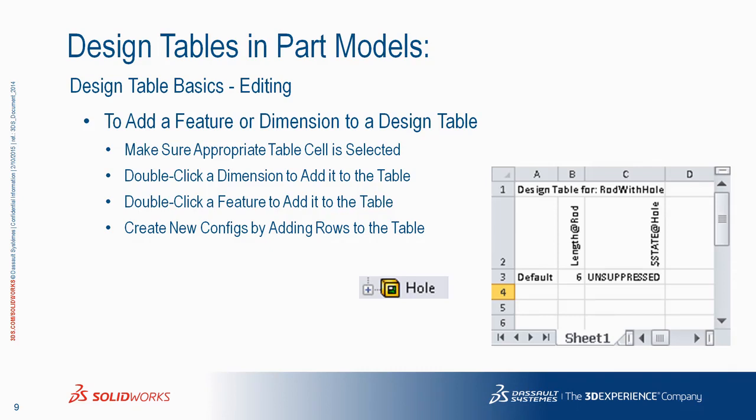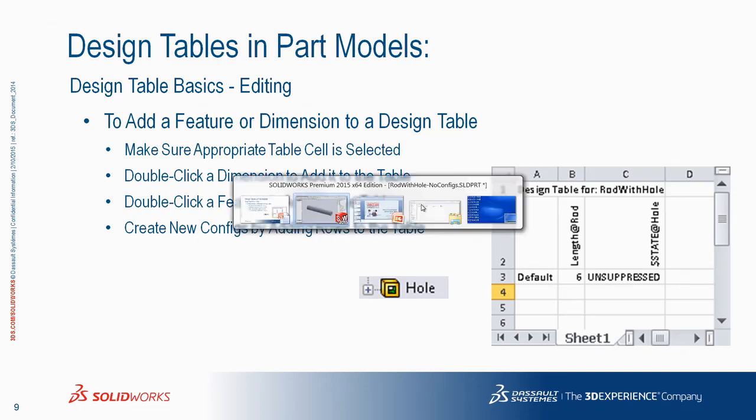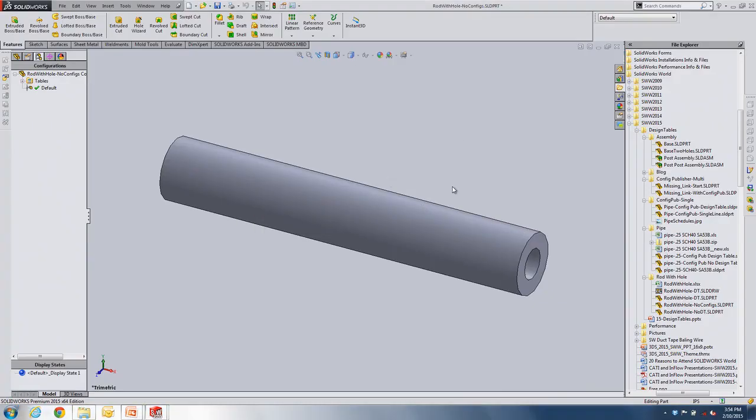We create new configs by adding rows to the table. So if you're familiar with Excel and have a little bit of skill with it, it's going to help you out a lot in here because you can copy and paste the different rows. This is working just like Excel does for us at that point in time. All right, so let's just jump back in here.